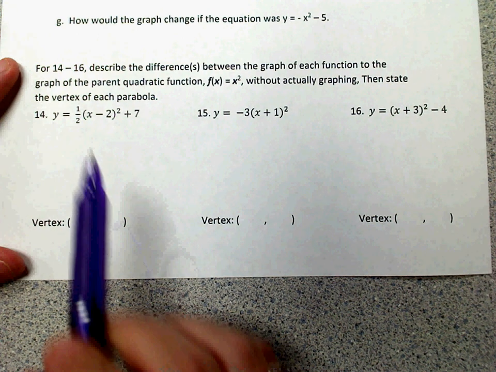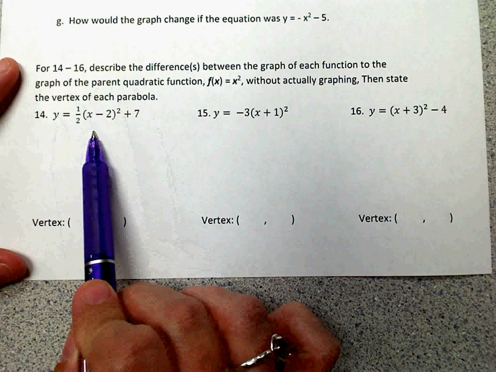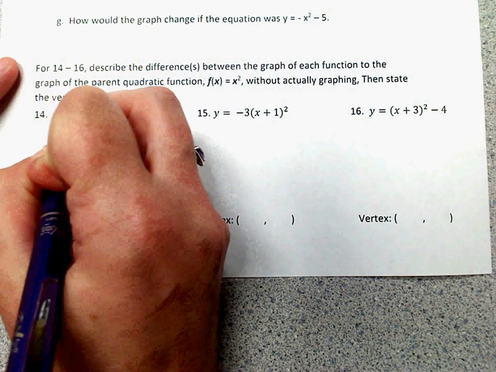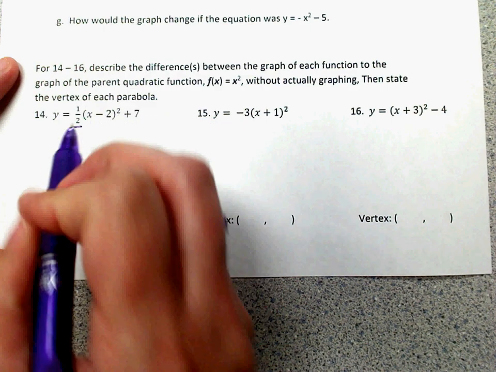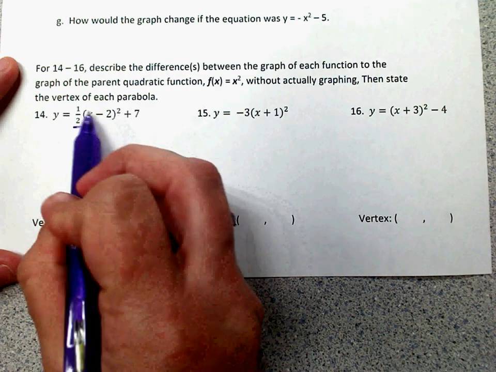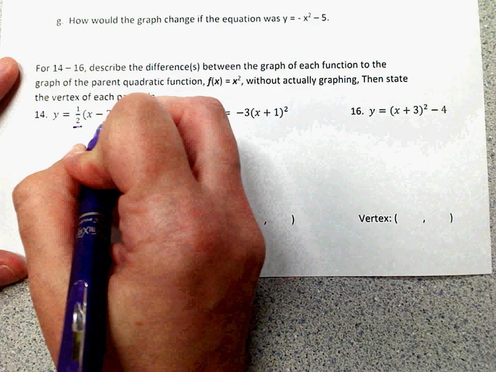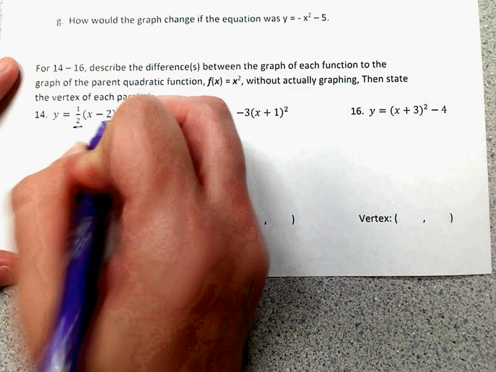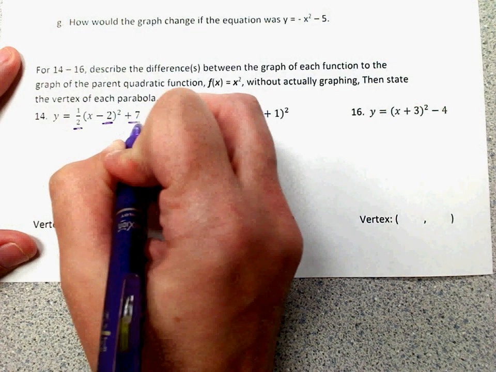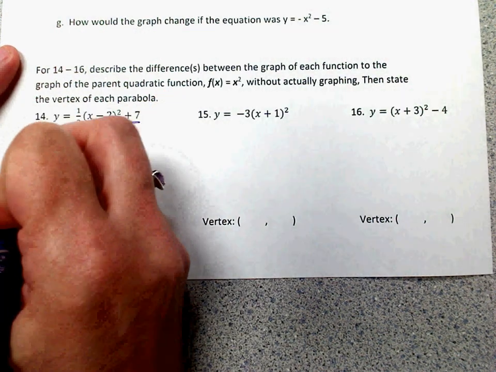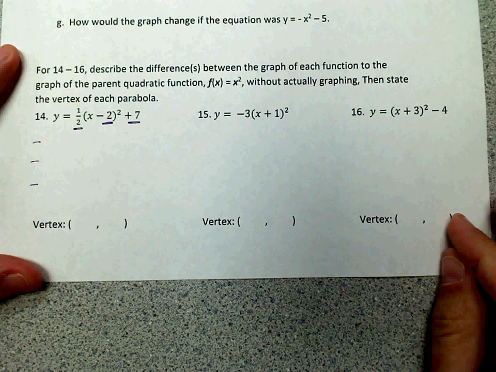All right, so when we look at this equation here, we notice that there is 1/2 in front of where the x squared would be. This is considered the x squared. We also have this -2 inside the square, and then we have this +7. So there's 3 things. So I'm going to have 3 different things occurring.